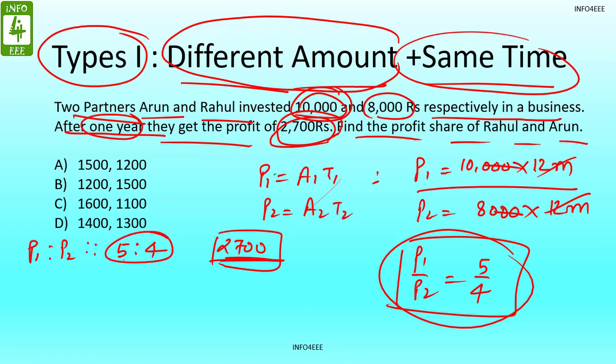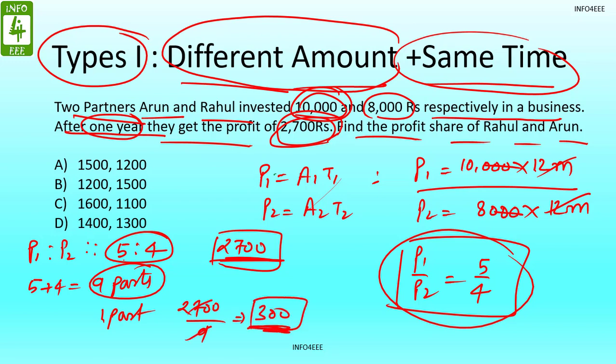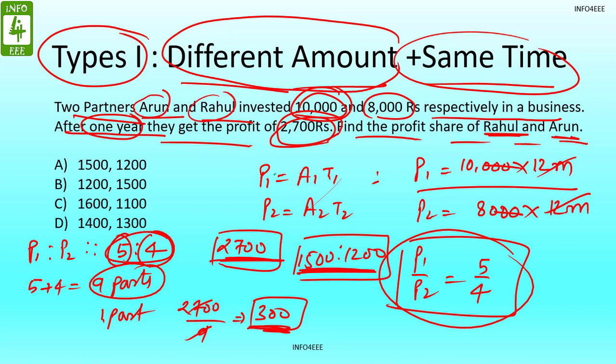So we can see this is 5 and 4. Total parts are 5 plus 4 is equal to 9 parts, right? And one part will be equal to what? So 2700 upon 9, it means 300. So one part is equal to 300. So 5 parts will be equal to 1500 and the 4 parts will be equal to 1200. So this is the profit of these two, but they're asking for the profit of Rahul and Arun. So see, in the question they gave you Arun to Rahul, but are asking for Rahul to Arun. So the answer will be 1200 is to 1500. B should be the answer. Make sure what they're asking.